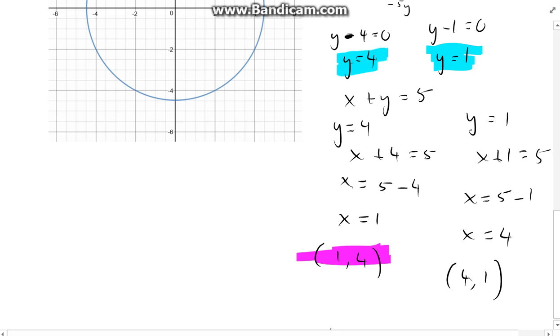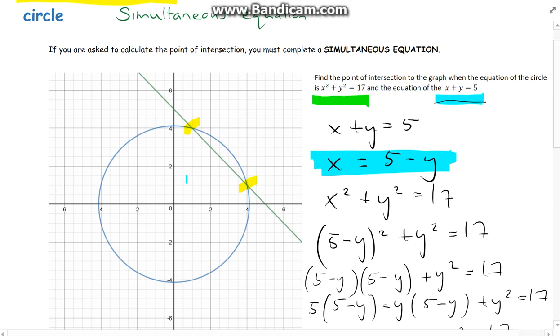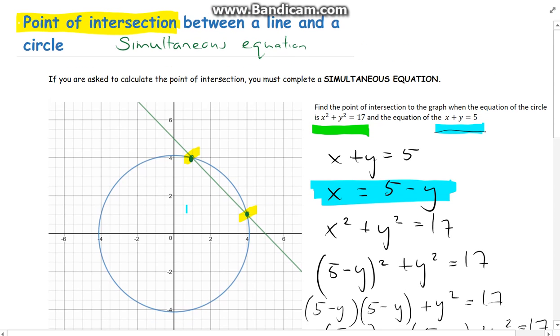Our points of intersection are 1, 4 and 4, 1. And we'll just look at our graph up here. So 1, 4, which is there, which looks spot on, and 4, 1, which is here. So the point of intersection of that line and circle, it went through 2 times and we have our 2 points there.